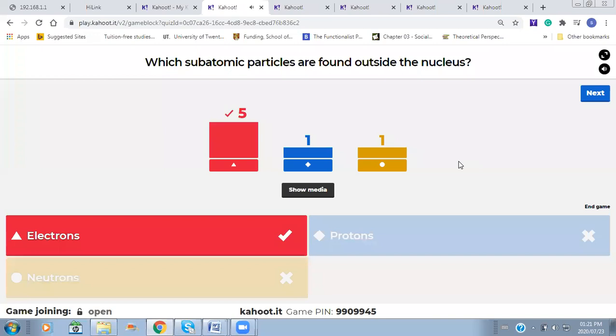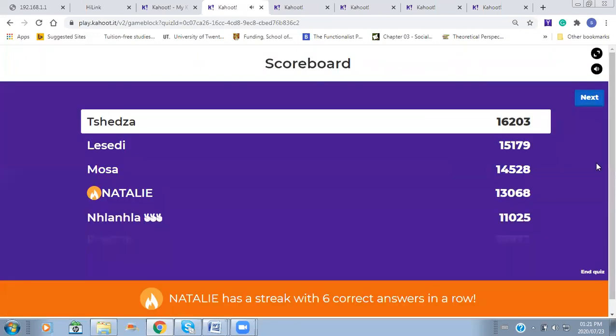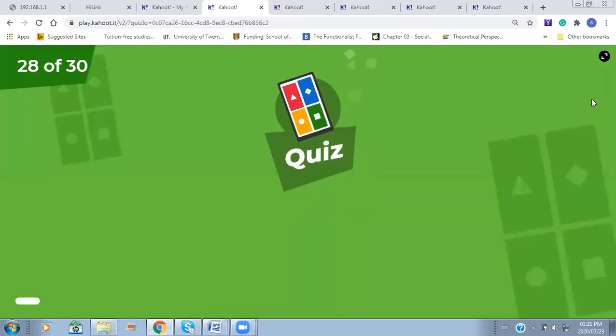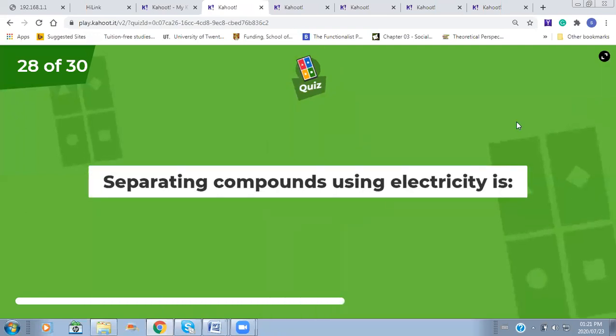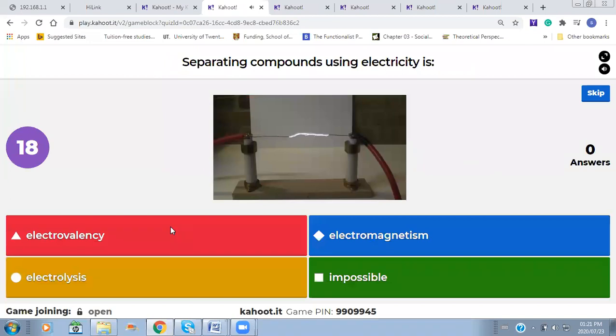Yes, the correct one is electrons. Let's go on. Natalie is now at 6 correct answers in a row. Let's go on. Princeton was the one who answered first. Okay. Separating compounds using electricity is called electrovalency, electromagnetism, electrolysis.